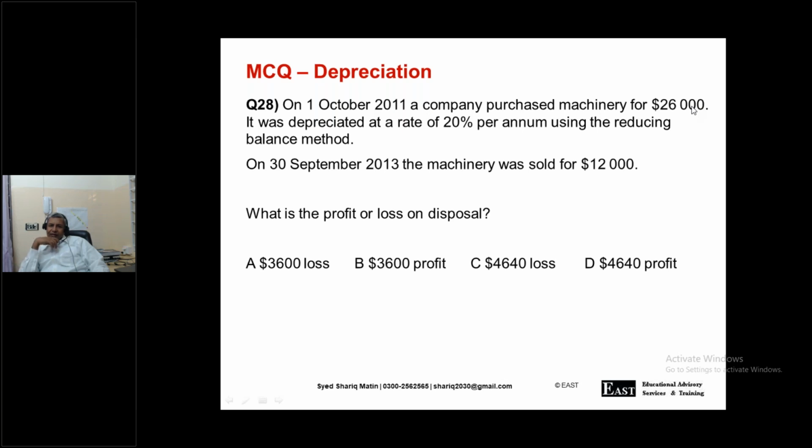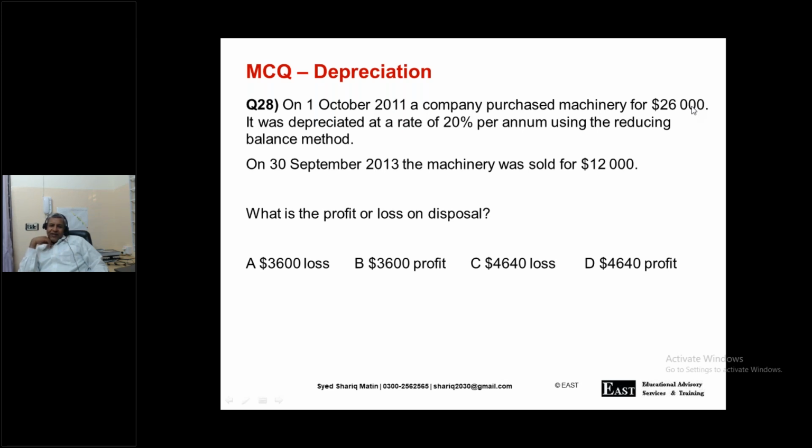So that makes 26,000 into 20% minus 5,200 into 20%, which makes 4,160. Now, the total accumulated depreciation of the 2 years is 5,200 plus 4,160, which is equal to 9,360.